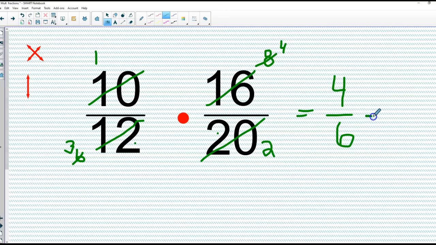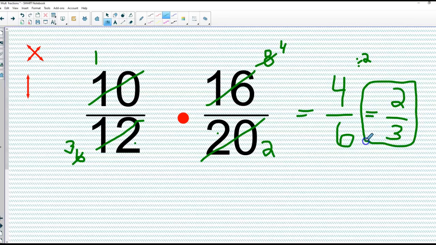But that's okay. As long as you catch it at the end that you could have reduced this again, that's fine. So both of these numbers can be divided by 2, and I get 2/3. 2/3 is as low as it can go and cannot be reduced.